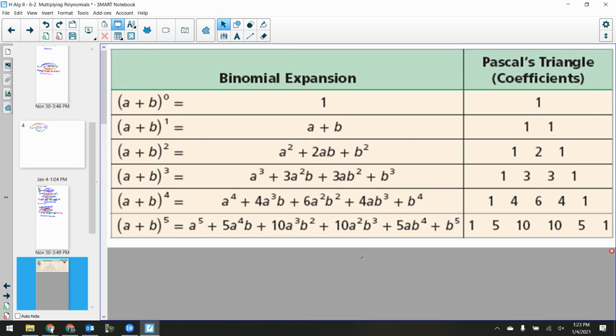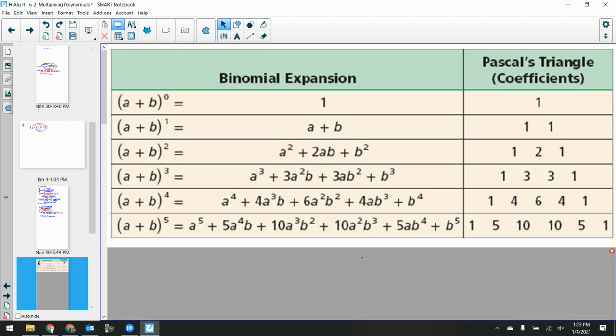And now, Pascal didn't invent this thing. He just wrote it down, right? There's actually been things found in ancient Chinese writings that have this triangle. They just don't find all the patterns that Pascal found.